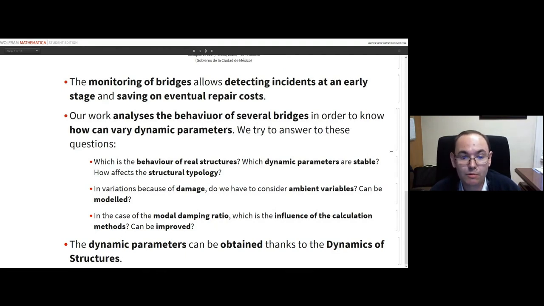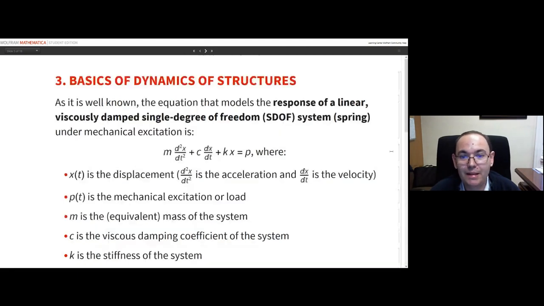We try to answer these questions: what is the behavior of real structures, which dynamic parameters are stable, how does the structural typology affect, what is the variation because of damage, do we have to consider ambient variables, can they be modeled, or in the case of the modal damping ratio, what is the influence of the calculation methods, and can they be improved. So the dynamic parameters that we obtain are thanks to the dynamics of structures, which is in this other slide.